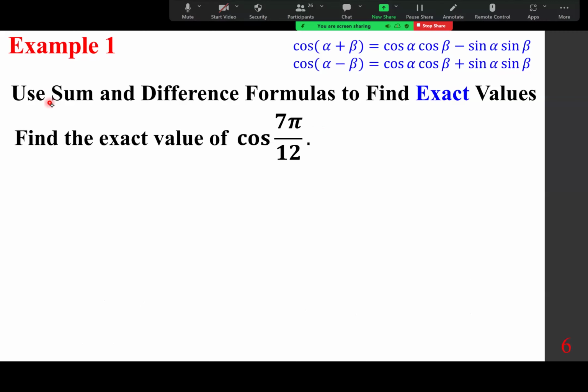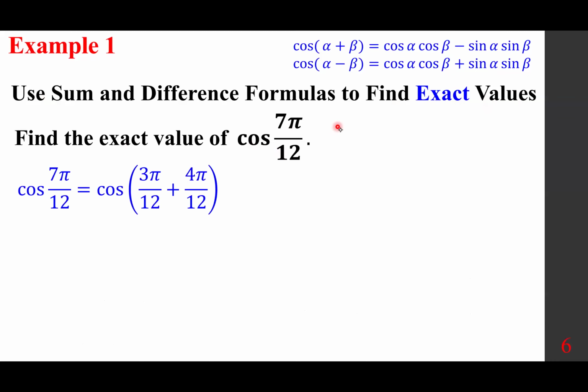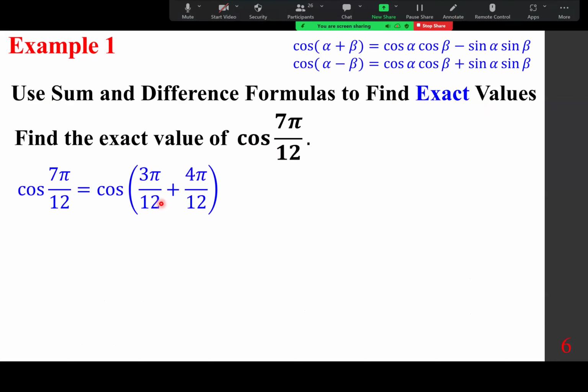Now, example one, use sum and difference formulas to find exact values. We want exact values. We don't want any calculators. Cosine of 7 pi over 12. And if it's hard for you to see what you need to add, you can bring them to degrees. It makes it easier to see. But I hope you know by now that this is obviously 3 pi over 12 plus 4 pi over 12. 3 pi over 12 is pi over 4. 4 pi over 12 is pi over 3, both of which are common arcs. That's the idea.